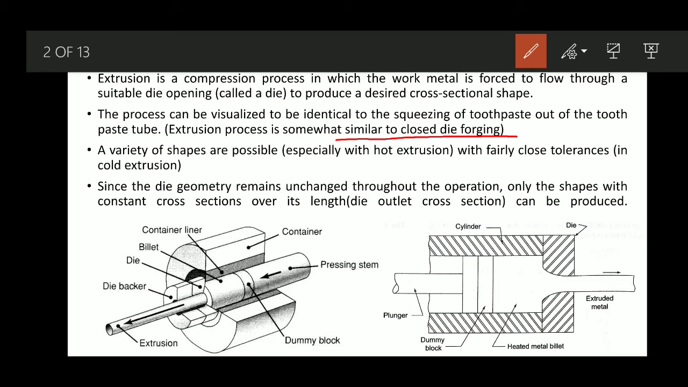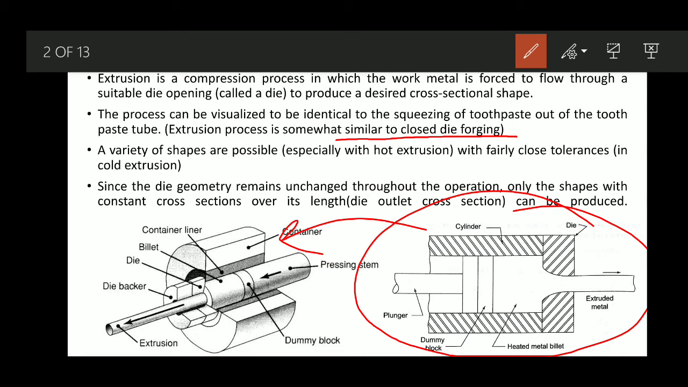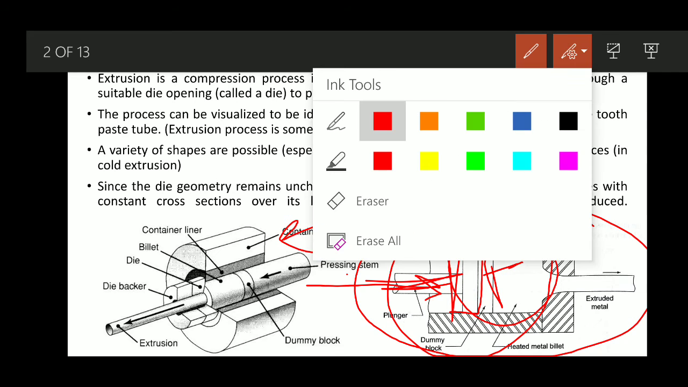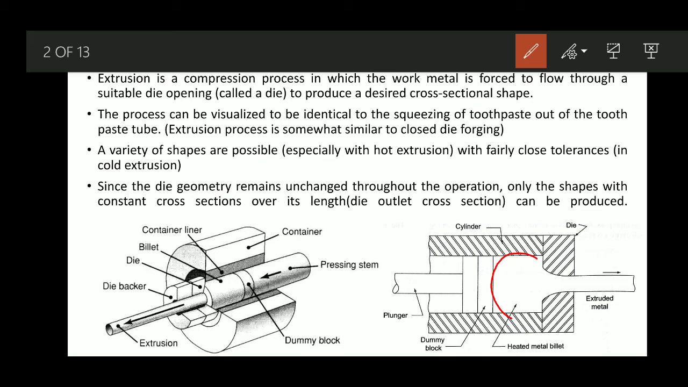Okay, so in this particular case, you can very easily see if you look at this figure, this is another 3D view you can consider. This hatched area is nothing but the cylinder that we have, and you can consider it like the enclosure. From this side it is open, but here we have this ram, and that ram can give the compressive force to the work metal. So what is the work metal here? This is the work metal.